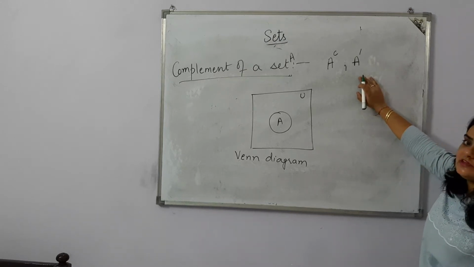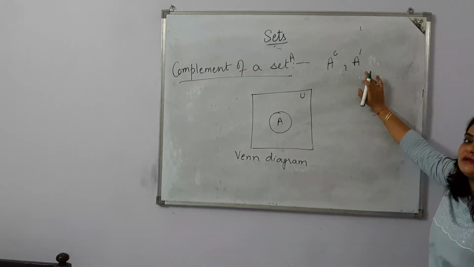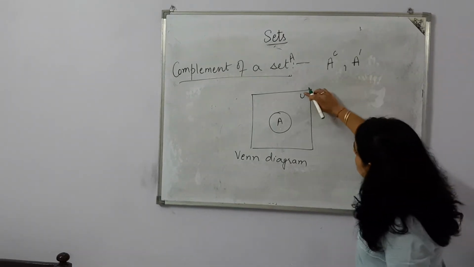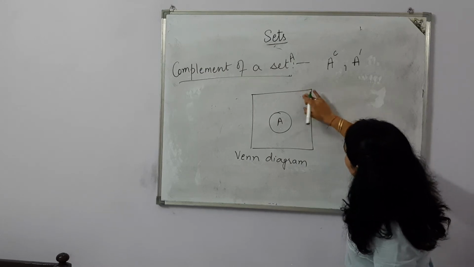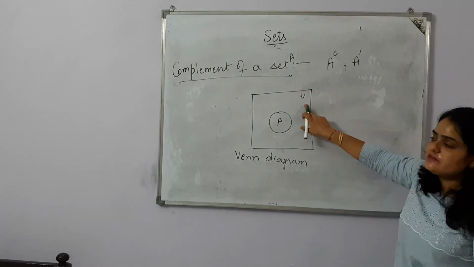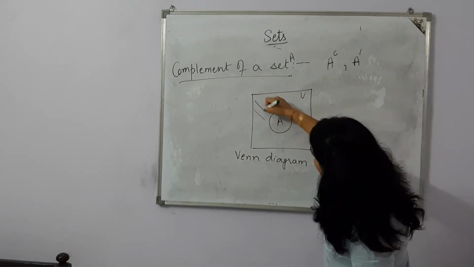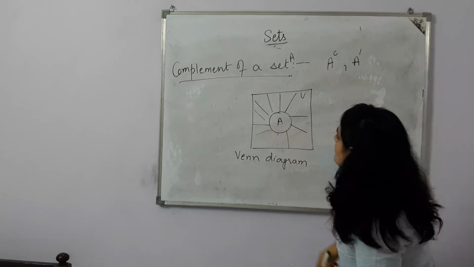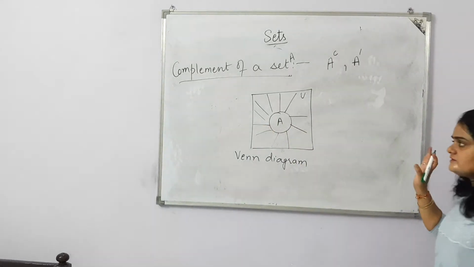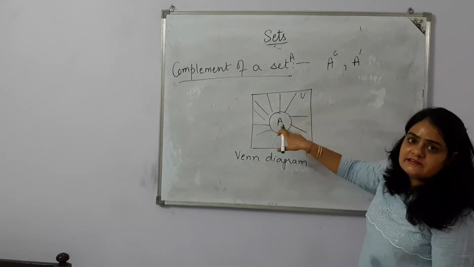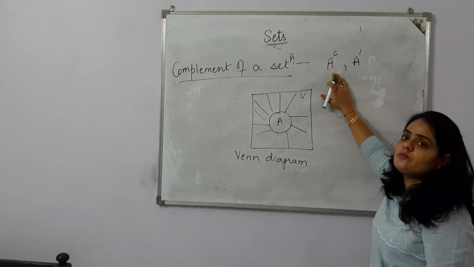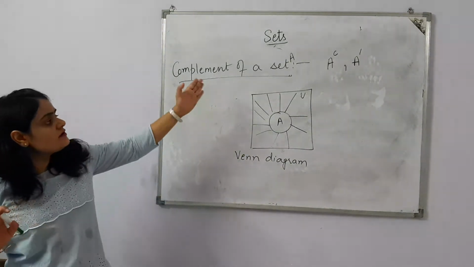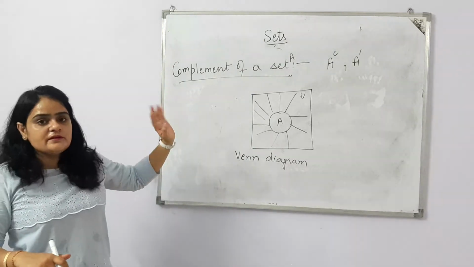Now the complement of a set means all the elements which do not belong to A. That means all the elements of the universal set except A. All the elements of U except A is denoted as the complement of A, or A raised to power C, or A dash. This is the complement of a set. Hope the topic is clear.